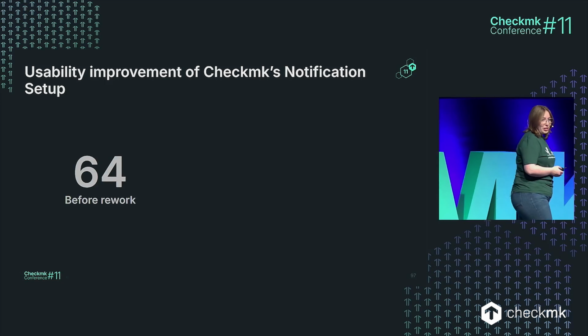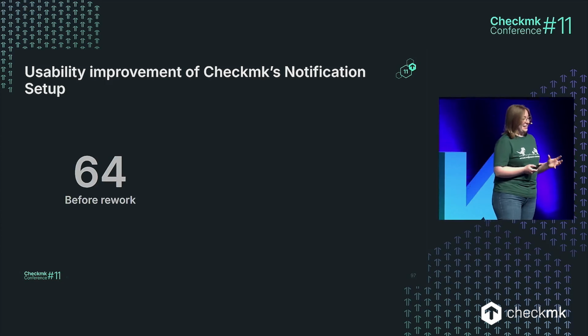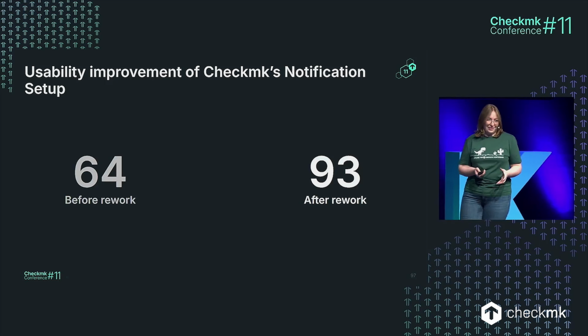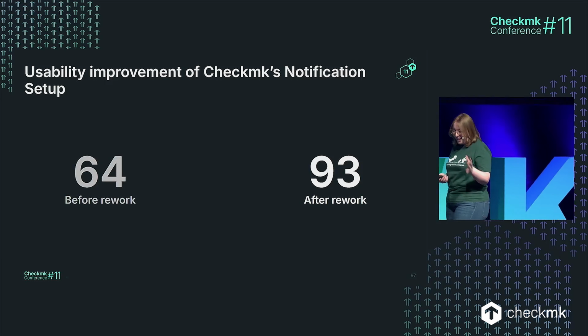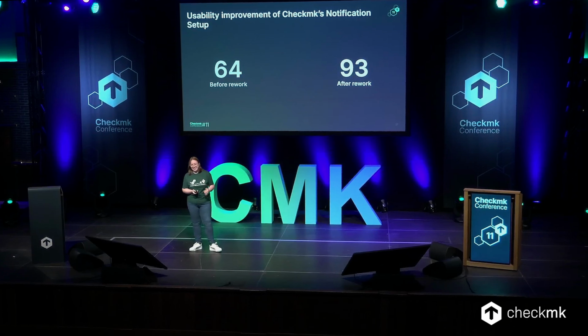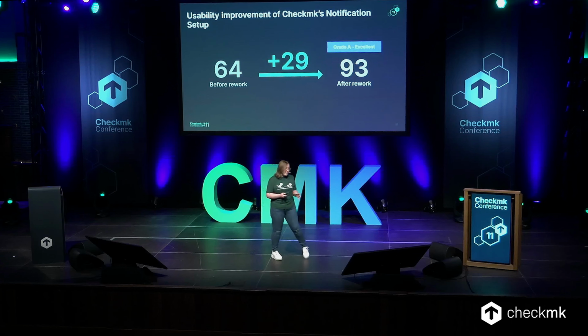And boy, did we improve. After the 3rd round of usability testing with the new prototype, we reached a 93. This is a 29-point improvement and is considered a grade A for excellence. So everything above 80.3 is an A. With 93, that's really amazing. It's really, really amazing.